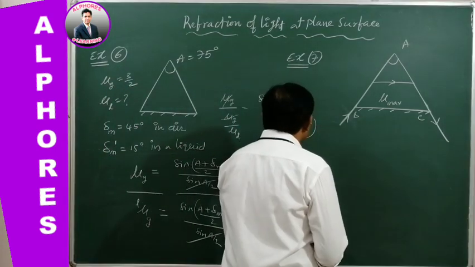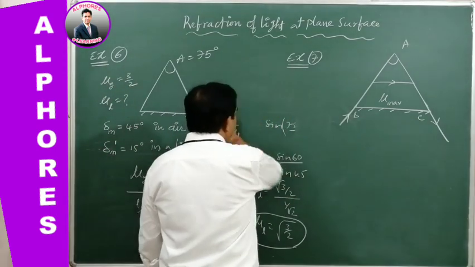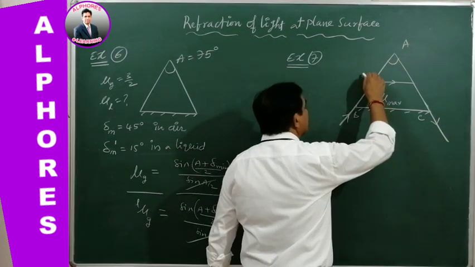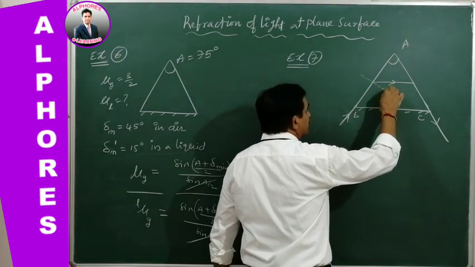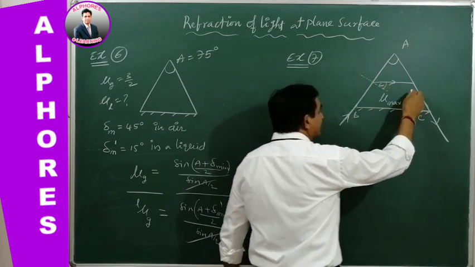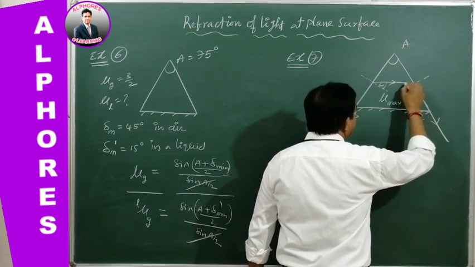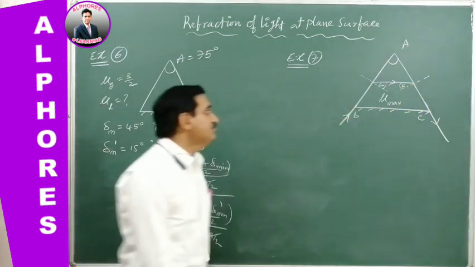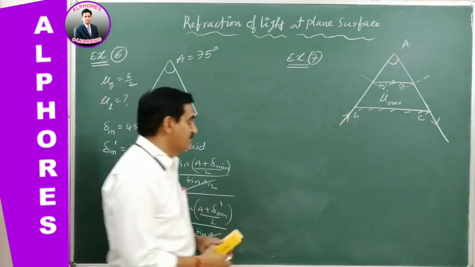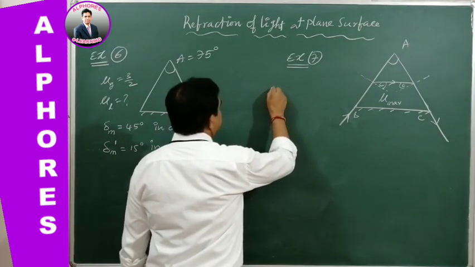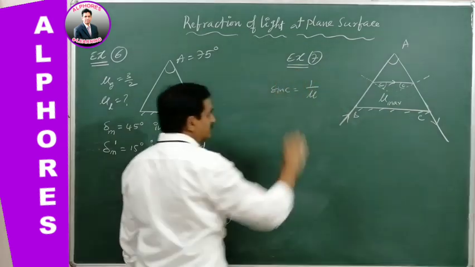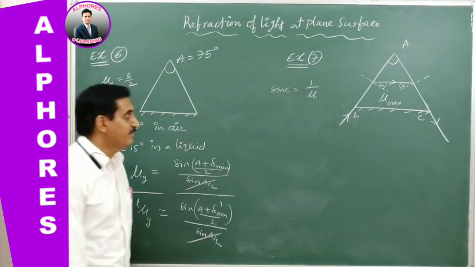Therefore, in this case, at the first surface a normal is drawn, and it is grazing, therefore it is the critical angle. Here also grazing, here also critical angle. As you wish, anywhere we can use the critical angle case, that is Snell's law. Now sin C is equal to 1 by mu. Sin C is equal to 1 by mu.